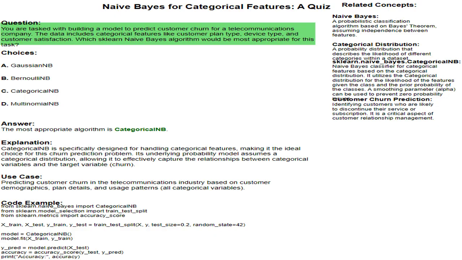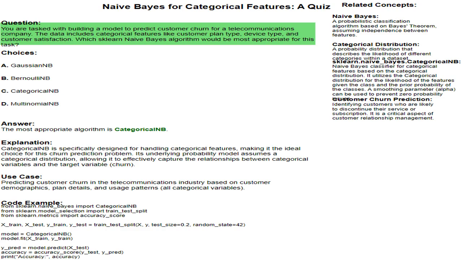You are tasked with building a model to predict customer churn for a telecommunications company. The data includes categorical features like customer plan type, device type, and customer satisfaction. Which sklearn naive Bayes algorithm would be most appropriate for this task? A. Gaussian NB. B. Bernoulli NB. C. Categorical NB. D. Multinomial NB.